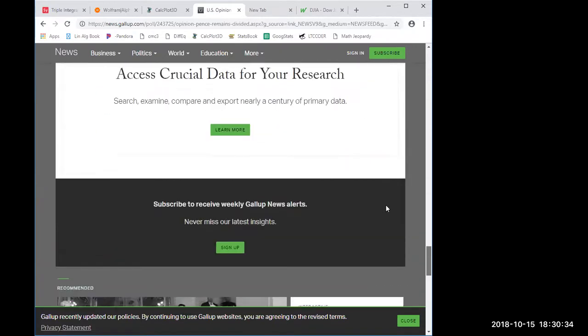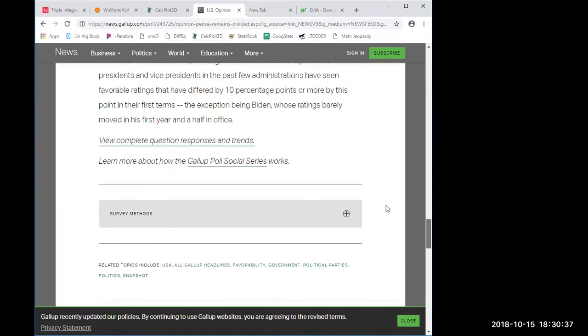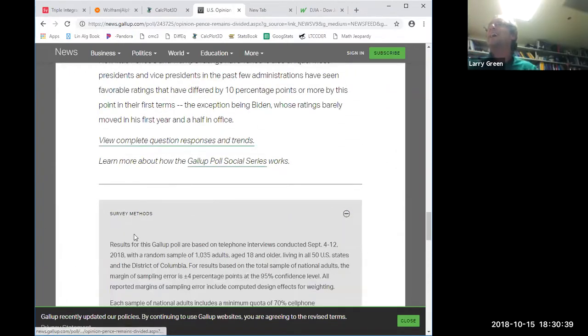Survey method. You've got to click on it, above. Where was it? Right there. Survey methods, there it is. Yeah, most people don't like it, so they hide it. So it's 1,035, got it?